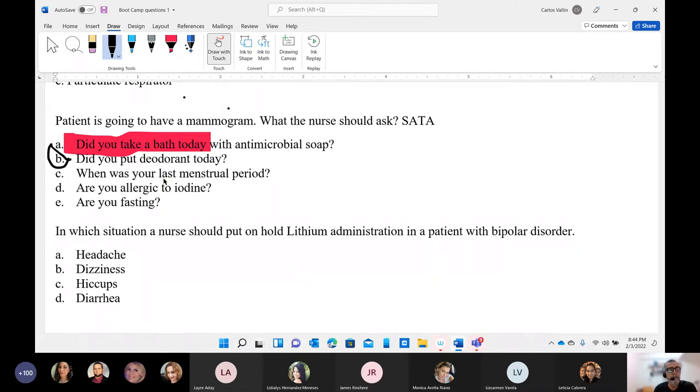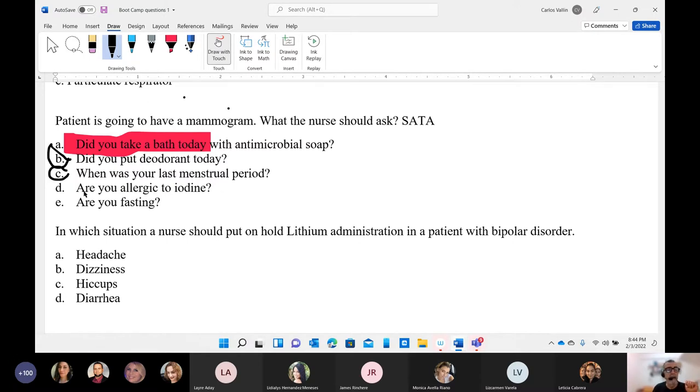When was your last menstrual period? Yes or not? Yes. This is pregnant, should not receive, it needs to be done, need to protect the abdomen with a lead apron.